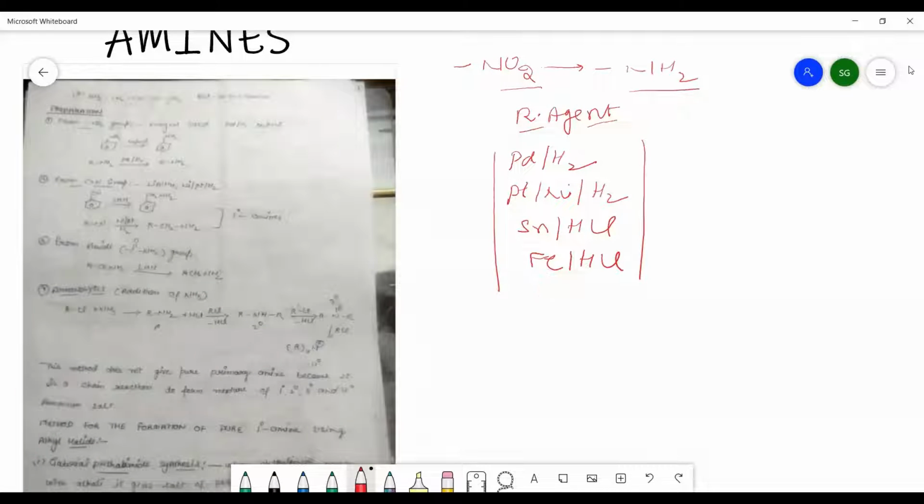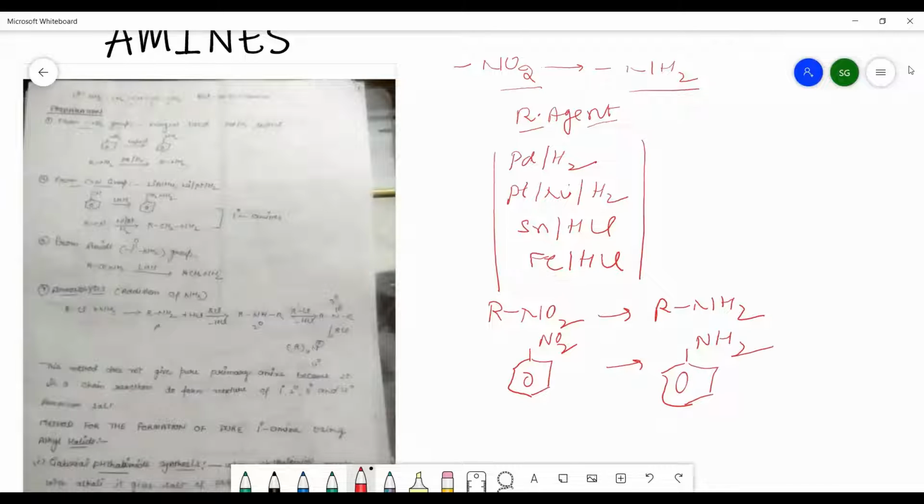So whenever the NO2 group is present, whether it is aliphatic or aromatic, it will result in the formation of aliphatic amines or aromatic amines. That is, you will get a primary amine by using this reducing agent. Any one of the reducing agents can be used in this reaction to convert NO2 into NH2.